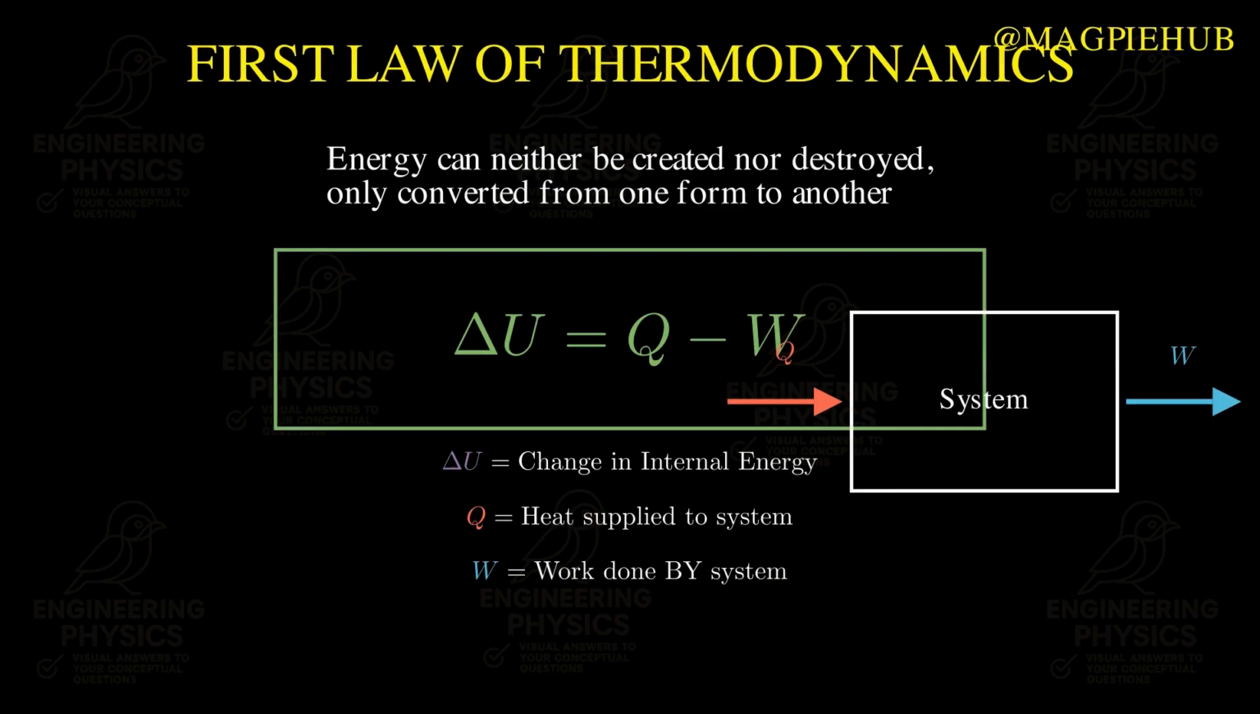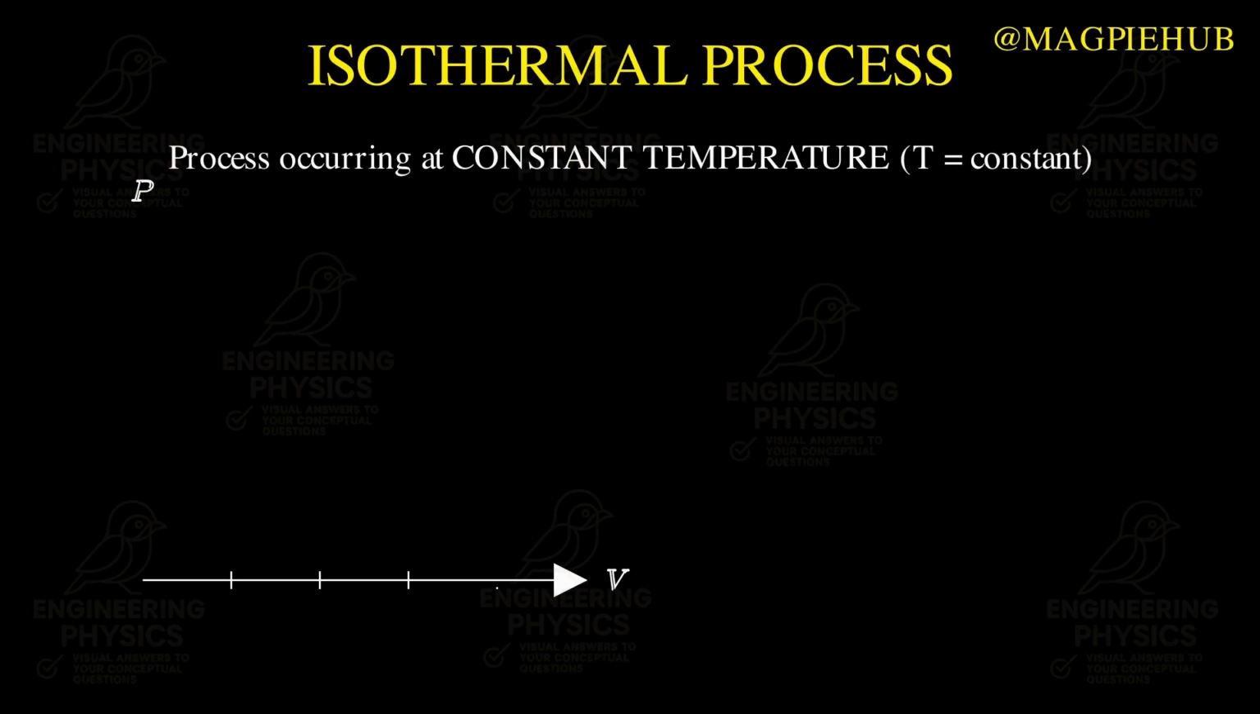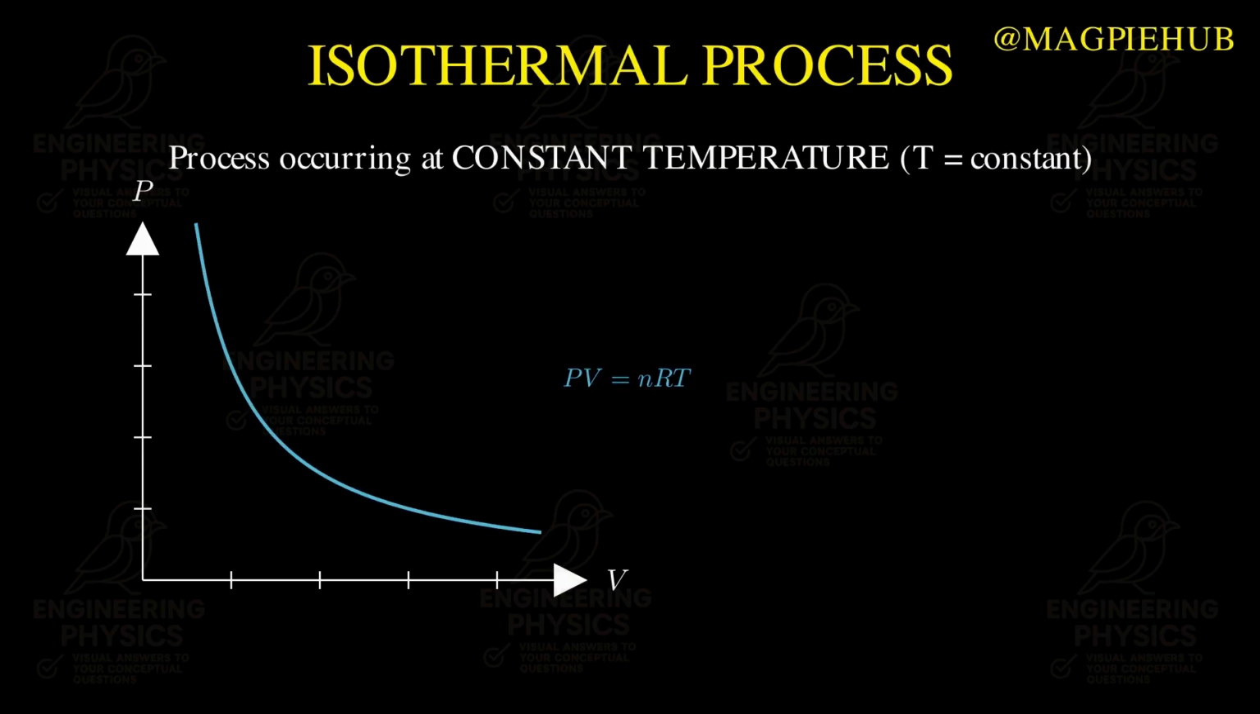Let's study isothermal process. Iso means same. Thermal means temperature. So isothermal process occurs at constant temperature. For this process, delta U equals 0 because internal energy depends only on temperature for ideal gas. Since delta U is 0, from first law, Q equals W, all heat absorbed is converted to work.